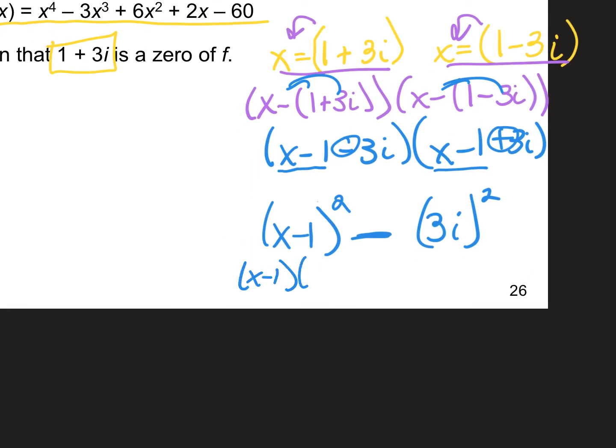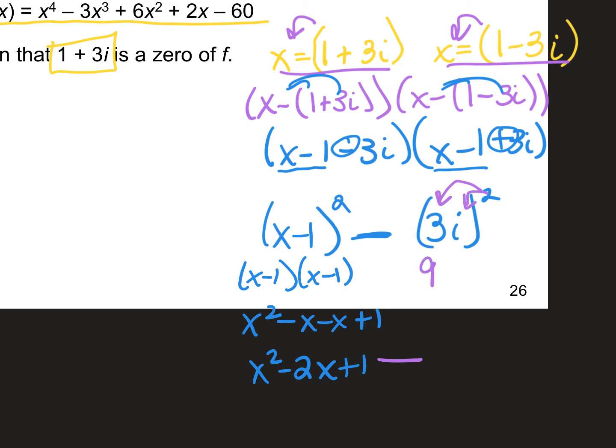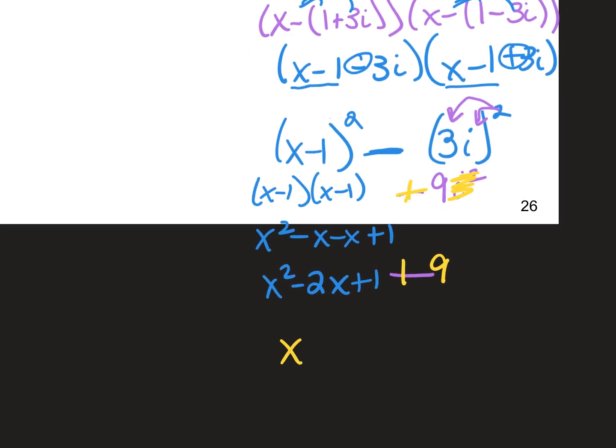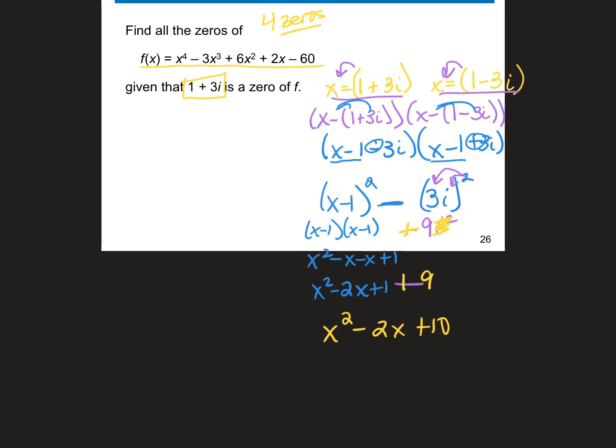I have x minus 1 times x minus 1. So if I FOIL that out, I get x squared minus x minus x plus 1, which gives me x squared minus 2x plus 1. And then over here, I have a big minus sign there, I'm going to distribute this 2 here and here. So 3 squared is 9, and i squared, what does that equal? i squared. I'm going to cross that off and change the sign in the middle. So this is plus 9. So when I combine like terms here, I have x squared minus 2x plus 10. If you notice, all of the i's cancel out.